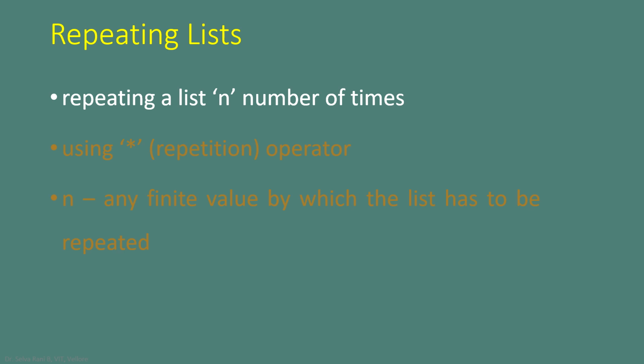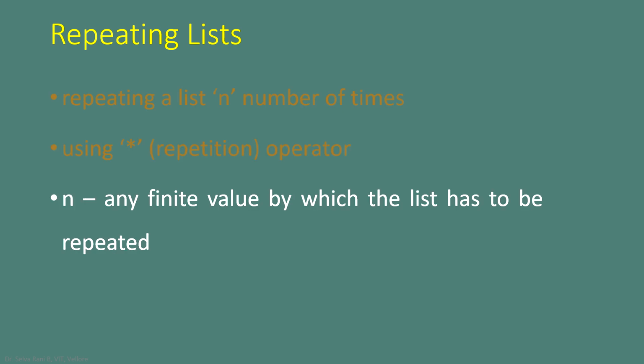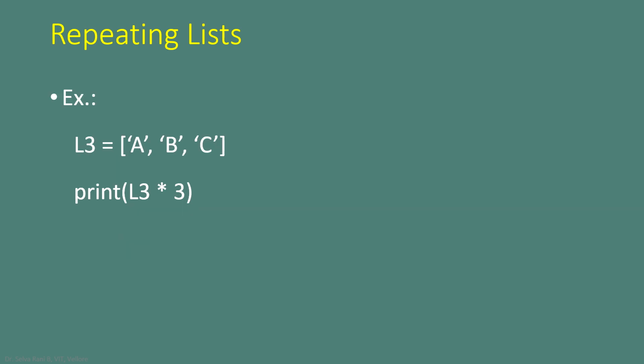Repeating the list. Repeating the elements from a list can be done easily with the help of the repetition operator. That repetition can be done n number of times. So what is a repetition operator? The star. What is n? An integer value by which the number of times the list elements should be repeated. An example: L3 = [A, B, C], and if we do the repetition with the star operator with 3, all the elements from L3 will be repeated 3 times. The output for L3 * 3 is A, B, C, A, B, C and A, B, C.